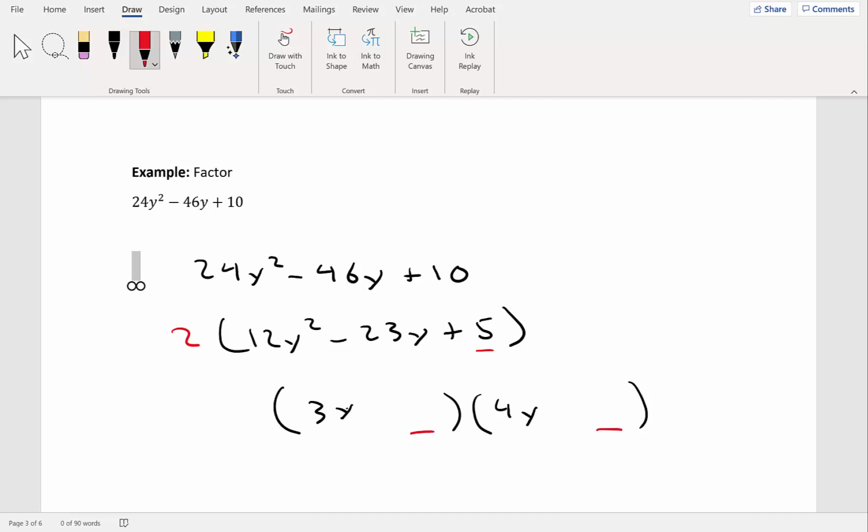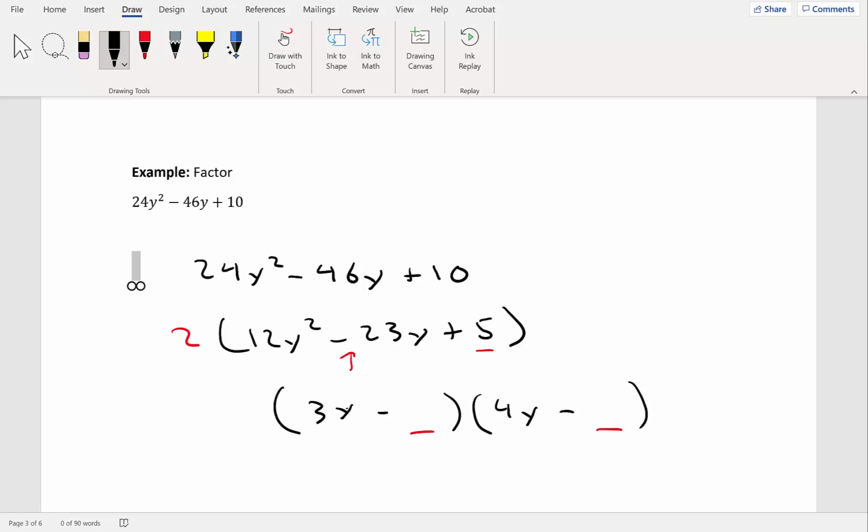Now pay attention to the signs here. The middle term is negative, and then the last term is positive 5. Now the only way that you can multiply 2 numbers together and it gives you a positive, and then when you add them together it gives you a negative, is both of your terms have to be negative. So that tells me we have to have a minus for both of these.